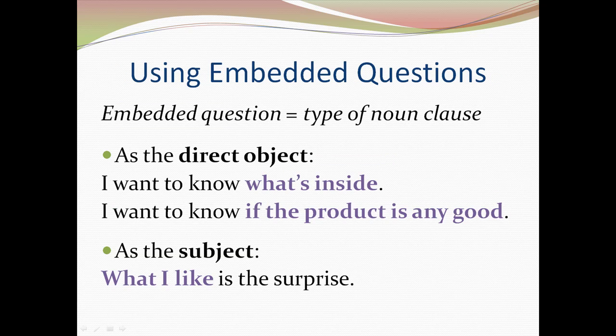An embedded question is a type of noun clause, so it can have the same function as a single word noun. Very often, an embedded question functions as the direct object, the object of a verb. For example, I want to know what's inside. I want to know if the product is any good. These 2 embedded questions are direct objects. They're the objects of the verb know.